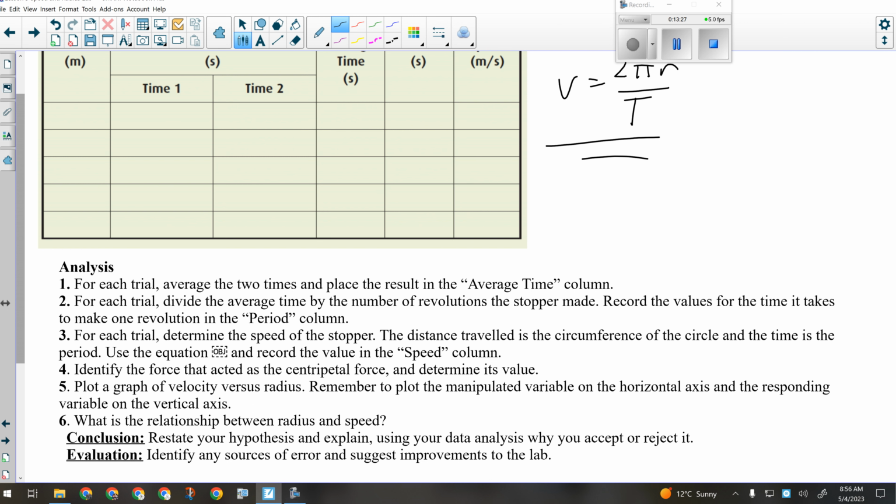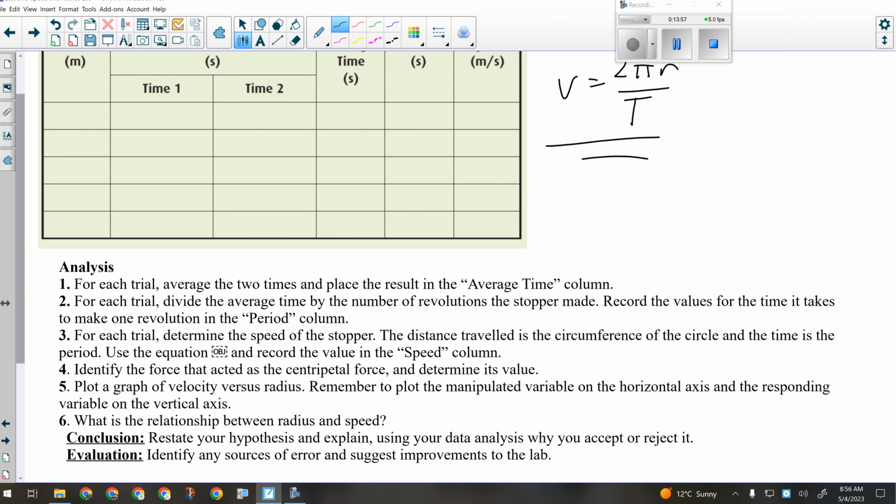Then you're going to plot a graph in Google Sheets of velocity versus radius. Just make a Google Sheet, put radius in the first column, speed in the second column, and graph it. Then you're looking for the relationship between radius and speed. Just tell me what it is and explain why you think that, and you're good for that one. Conclusion: copy paste your hypothesis. Did your data do what you thought it would do? And then 2 sources of error and ways to fix them.